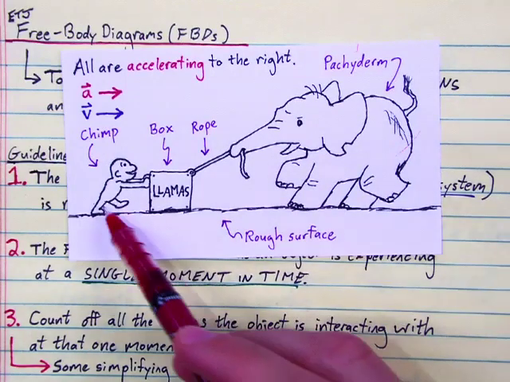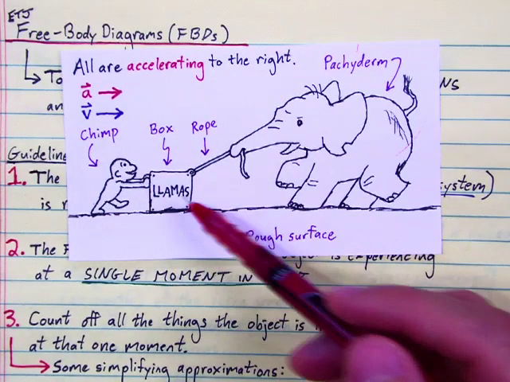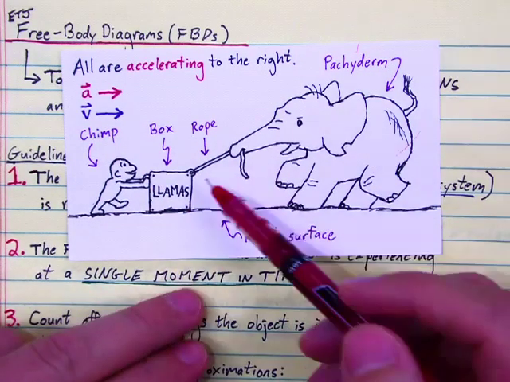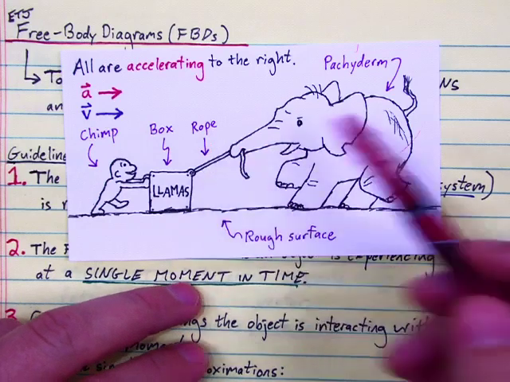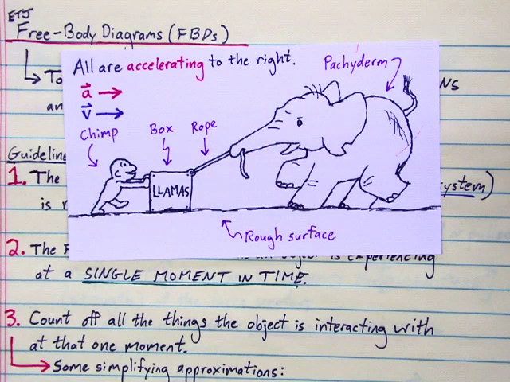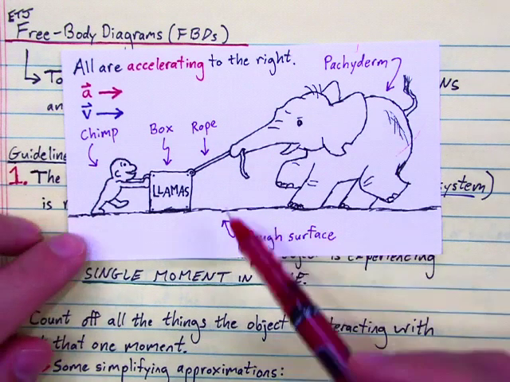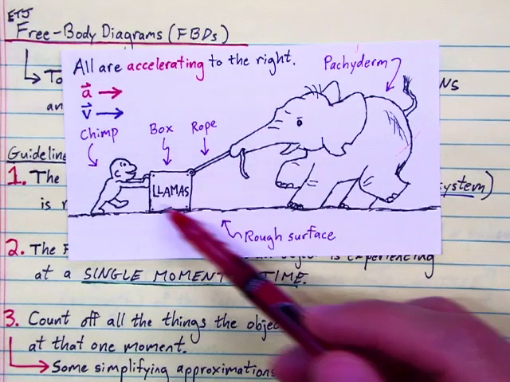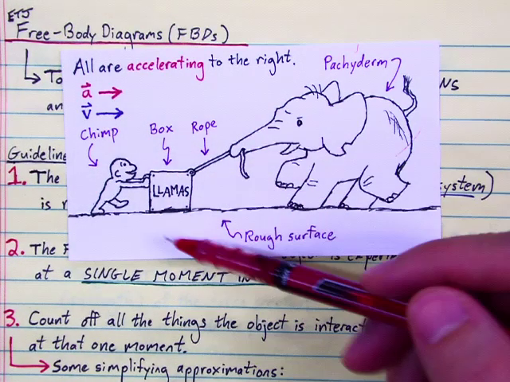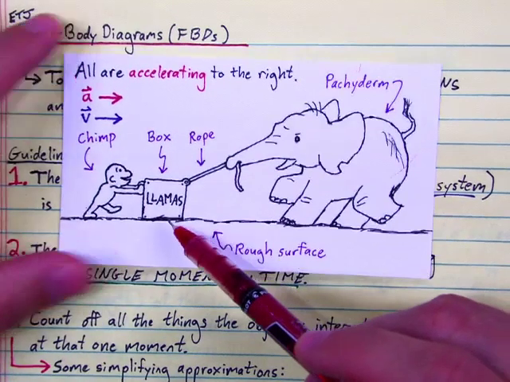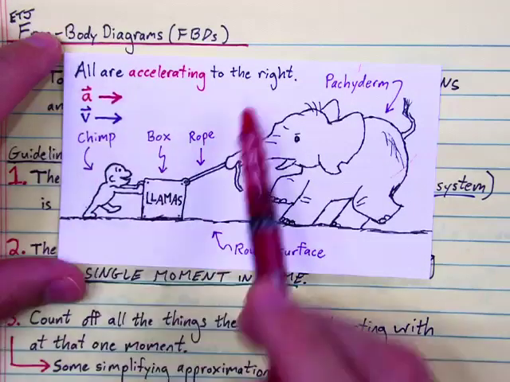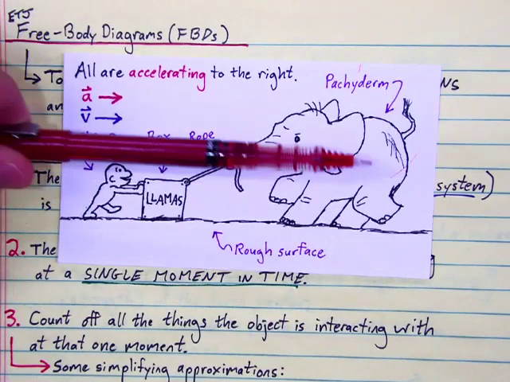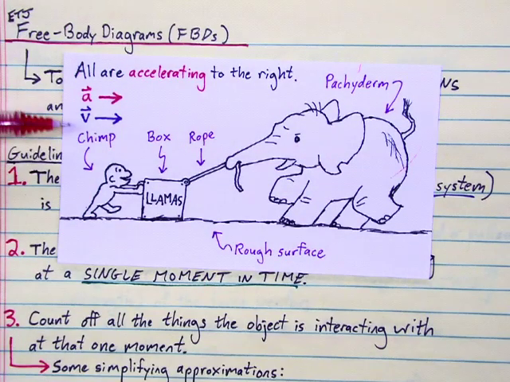We've got this chimpanzee here pushing on a box of llamas across a rough surface. The box is also being pulled via this rope by this here pachyderm. We're going to focus on the box here, the box of llamas. We want to look at the interactions that the box is experiencing and diagram all those interactions. Note we're also told that all of them are accelerating to the right at this moment, and their velocity is to the right as well.